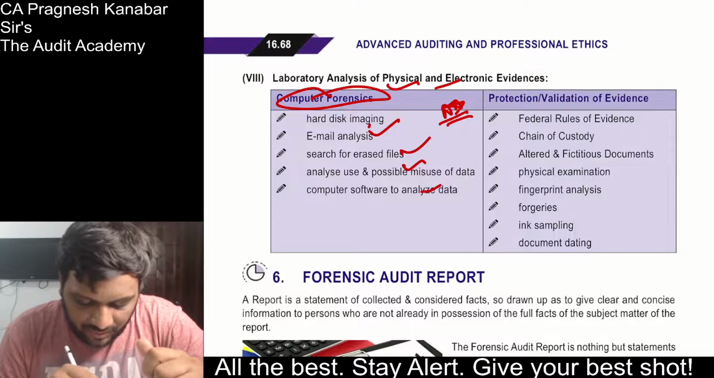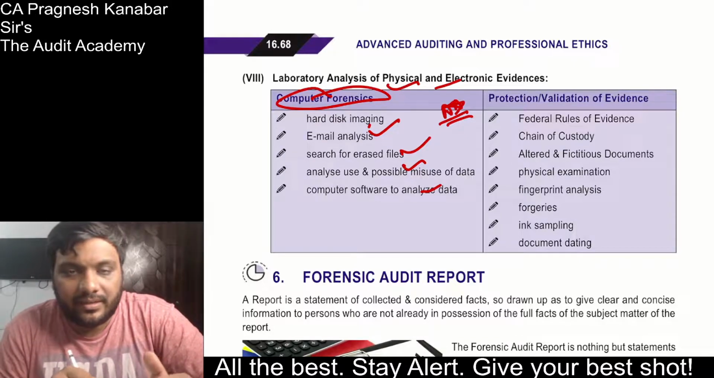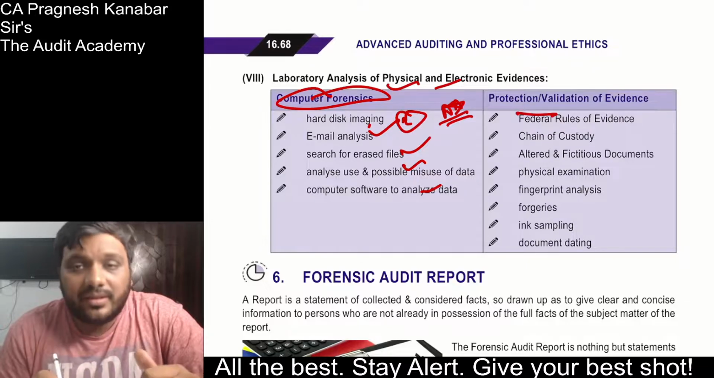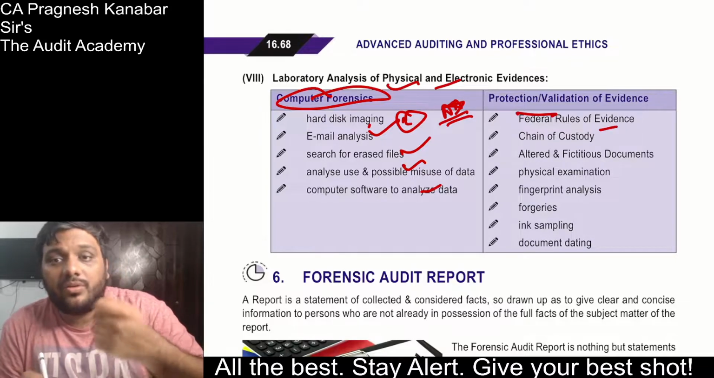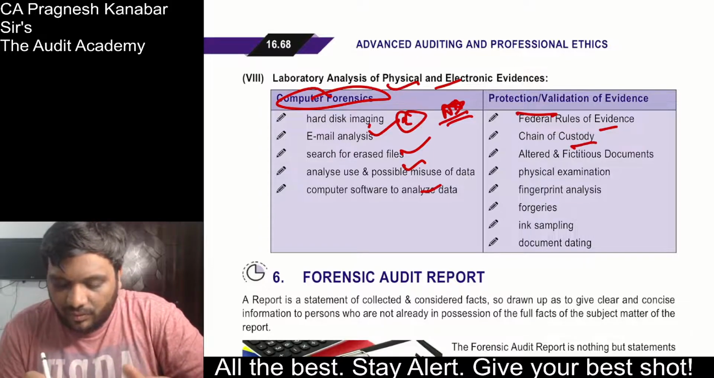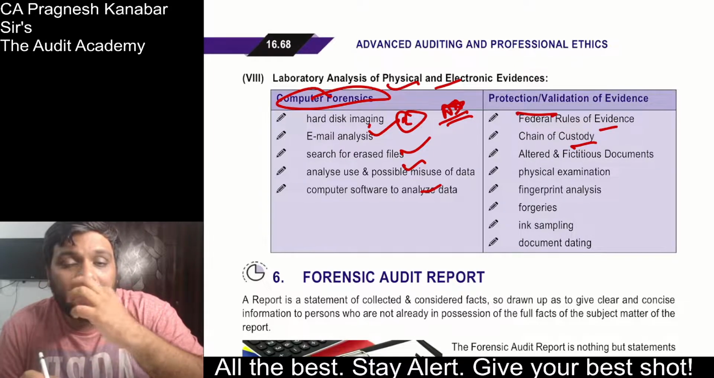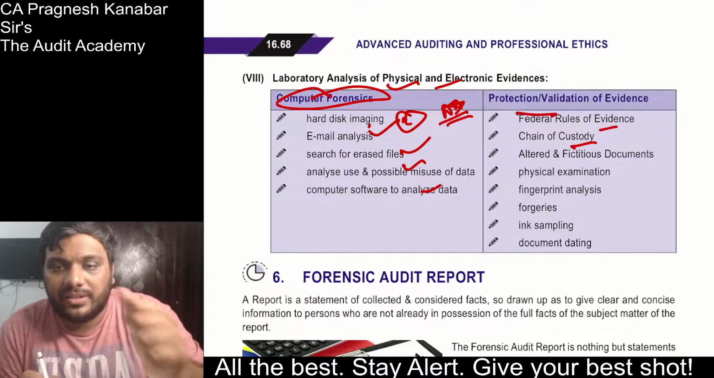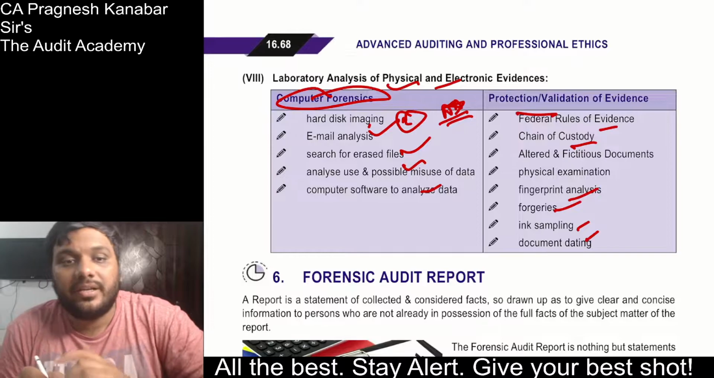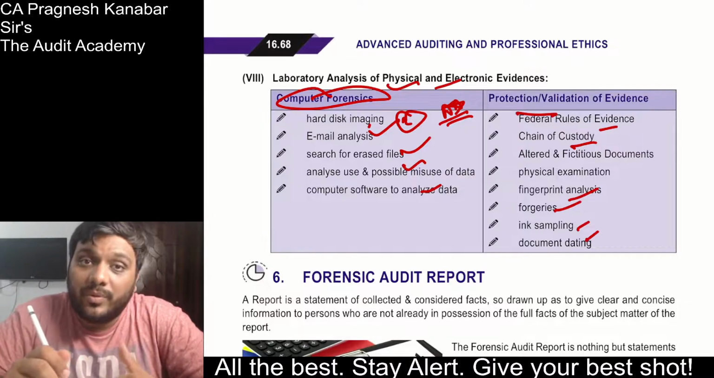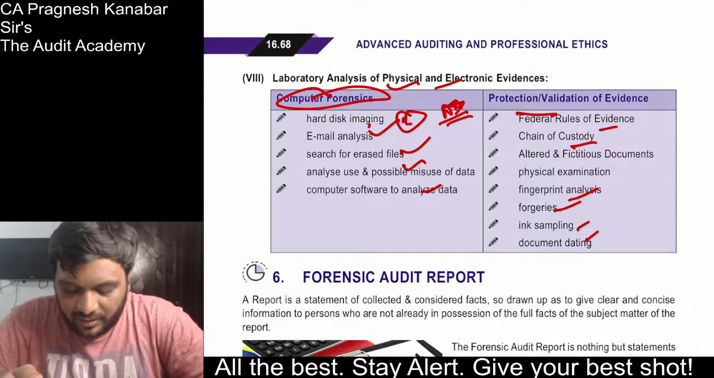Analyze use and possible misuse of data, and computer software to analyze the data. So two examples you can remember. Then a particular physical evidence, like a document: go through the rules of evidence, then who has handled that particular document, chain of custody, then fingerprint analysis, forgeries, ink sampling, which ink was used, and document dating, when this document was created. Such kind of things are done.